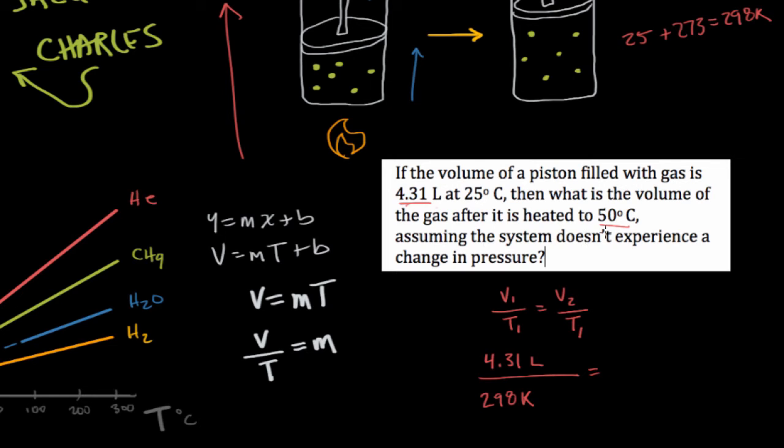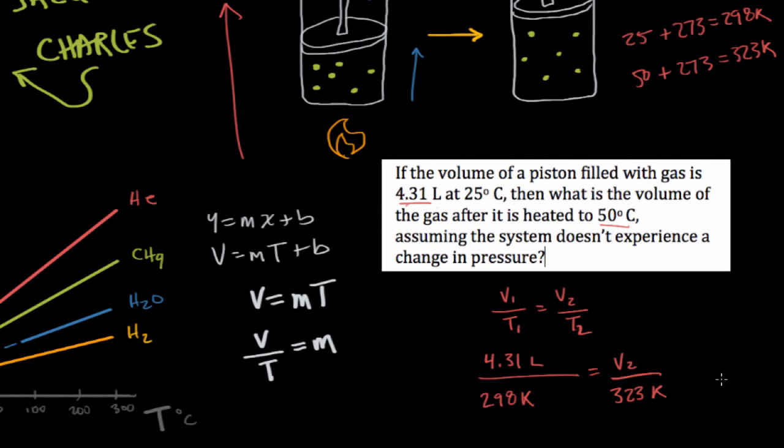And we're looking for the final volume, so V2. Then our final temperature is 50 degrees Celsius, and we need to convert that to Kelvin. So 50 plus 273 is going to give us 323 Kelvin. And so that's the value that we'll input for our final temperature. I noticed that I put T1 here. That's actually T2. Our final temperature is 323 Kelvin.